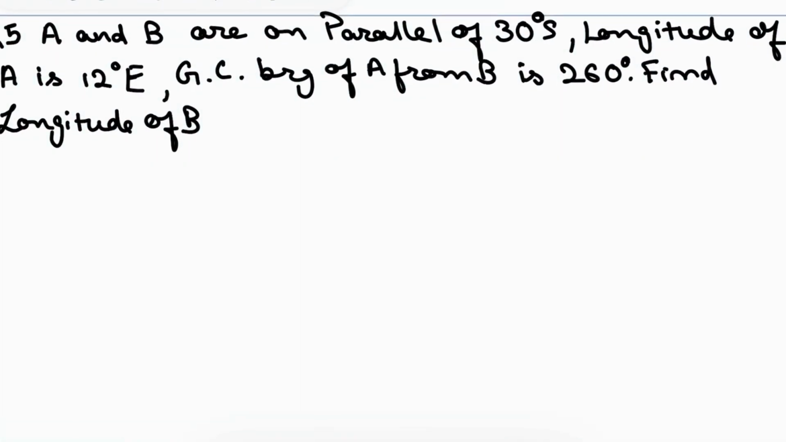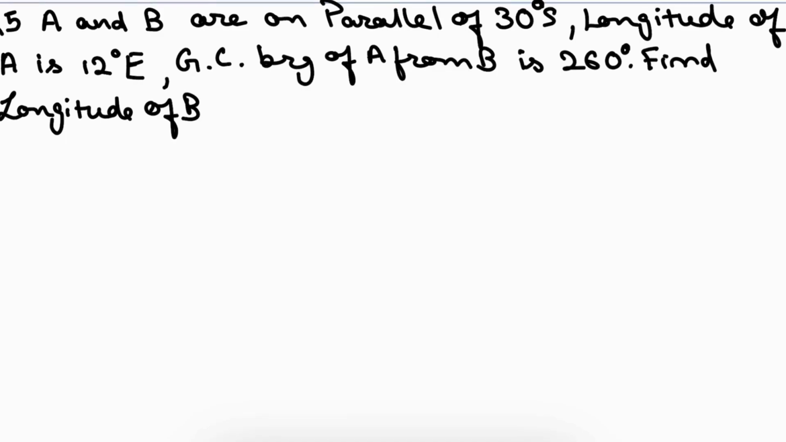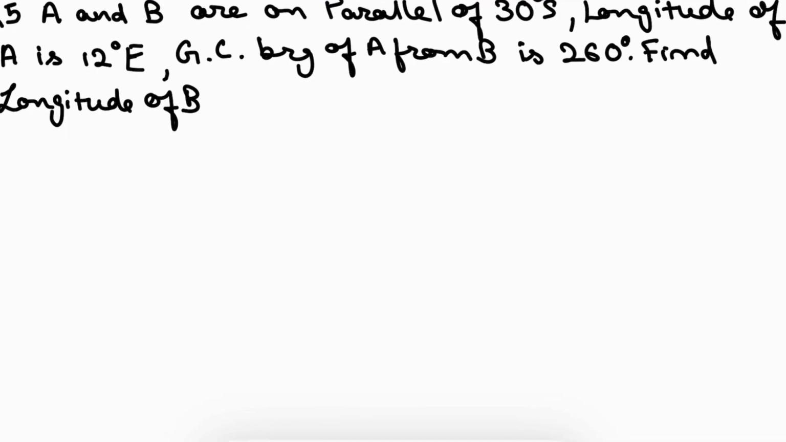Now let's see our last question, in which we have two points A and B and both are on the parallel of 30 degrees south. We are given the longitude of A is 12 degrees east and the great circle bearing of A from B is 260 degrees, and we have to find out the longitude of B. So we are given this information, and this information. So let's draw a diagram from this information, right?